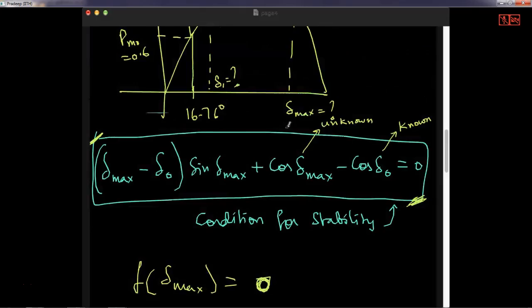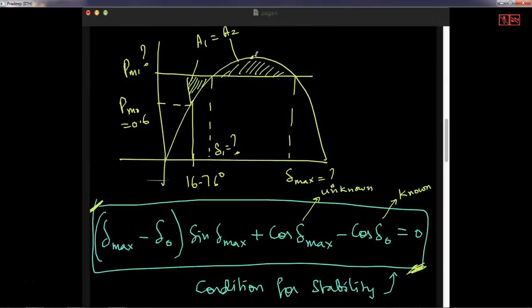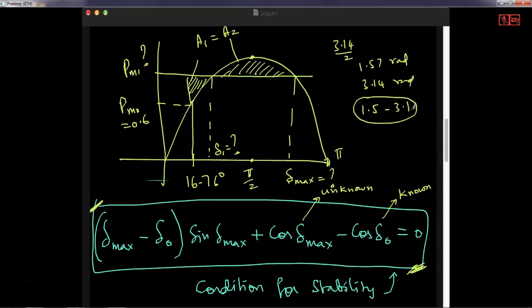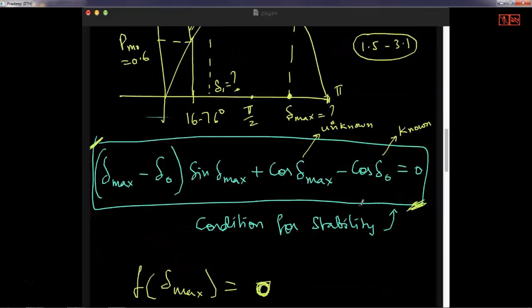And I also know that this is pi by 2 radians and this is pi radians. So pi by 2 means 3.14 by 2, or 1.57 radians, whereas this one is 3.14 radians, that is pi radians. So the answer is between 1.5 and 3.1. The answer is between these two values. I want to find out what value of delta max will give me the stability limit.